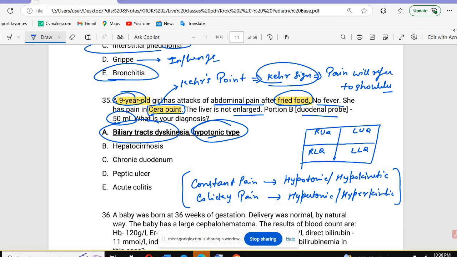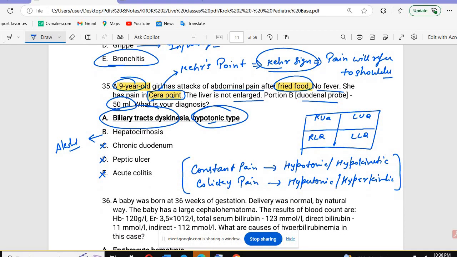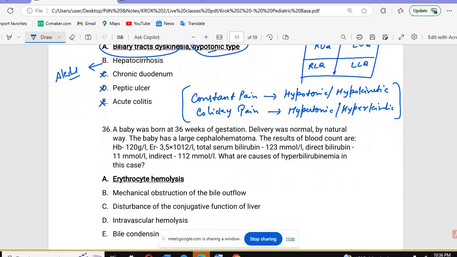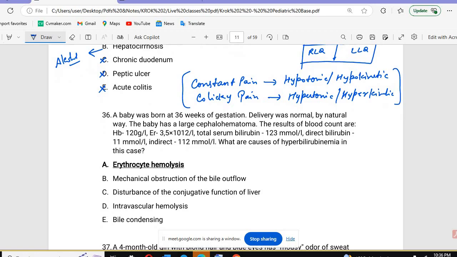Hepatic cirrhosis, liver cirrhosis, is mainly due to alcohol. Chronic duodenum, there is nothing like chronic duodenum. Peptic ulcers are caused by Helicobacter pylori. Acute cholecystitis means there is acute pain in the gallbladder.